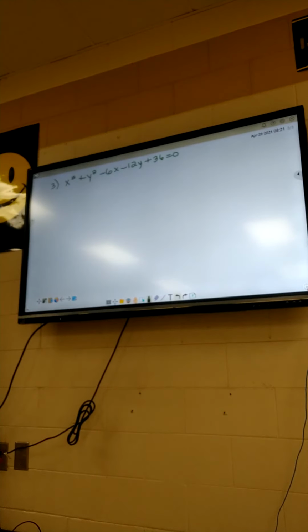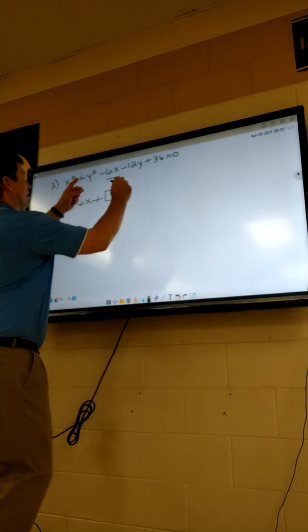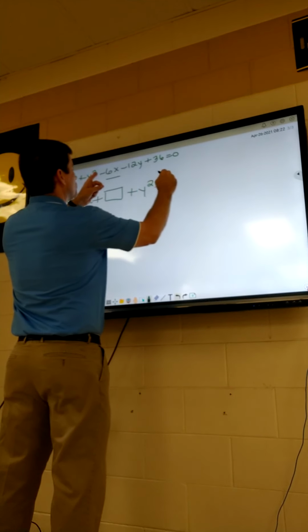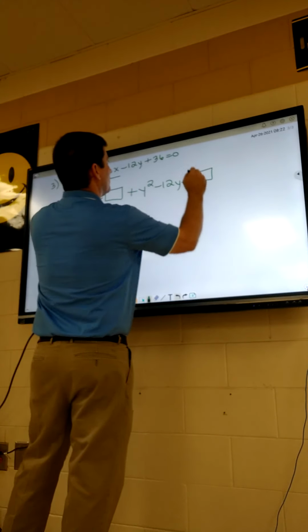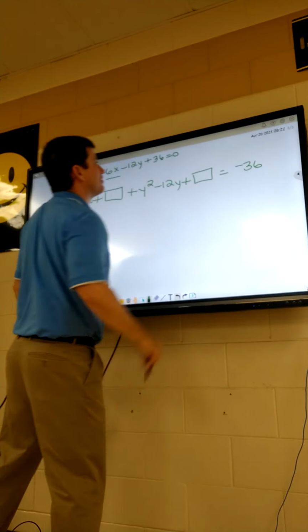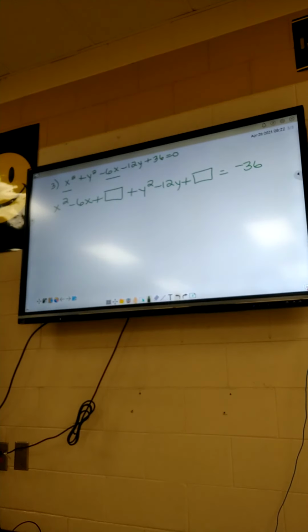All right, Shelby, on number 3, we have to get our x's in a group first and our y's in a group before I can try to make a square and fill in the square. So here's an x squared and a 6x. I bring those in front, put a box with them. Then I've got my y squared minus 12y, put a box with that one. Now we're going to complete the square for both groups.